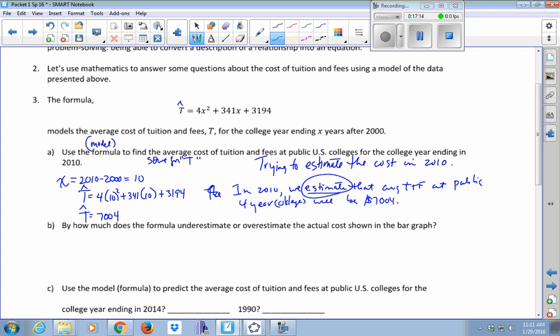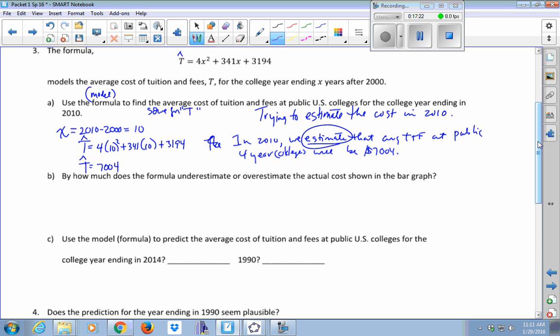So you want to make yourself a little note here. Say, remember this for my project. Okay? What about this estimate? Does it underestimate or overestimate the actual cost that we saw in the bar graph for 2010? It underestimates, because the actual cost in the bar graph at that point, 2010, was $7,020. So it's an underestimate, and it underestimates the average cost of tuition and fees for 2010 by $16.